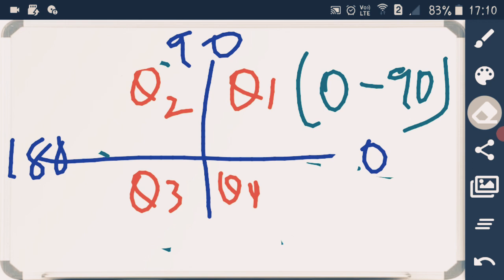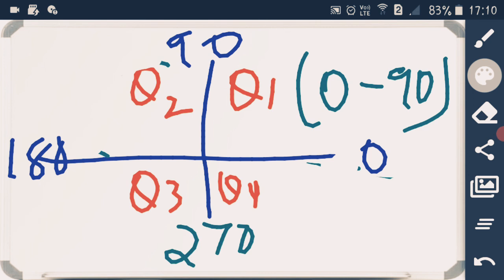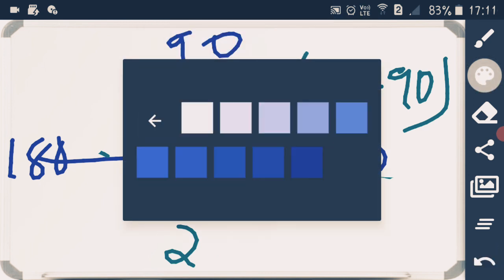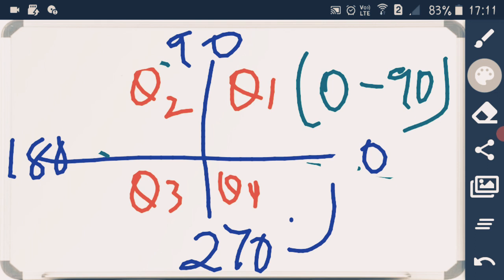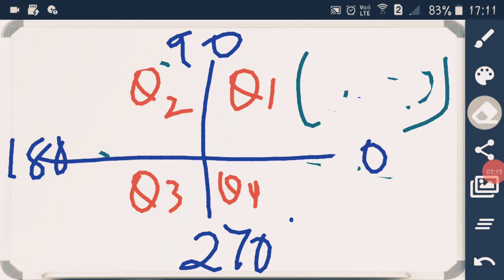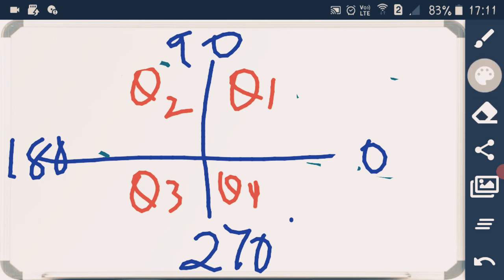Okay, so let me write, this is 270 degrees. So from here to here will be 270 to 360. Now what we need to see, let me erase this also, not needed. Yeah, done. Now you need to remember much more, remember these things.